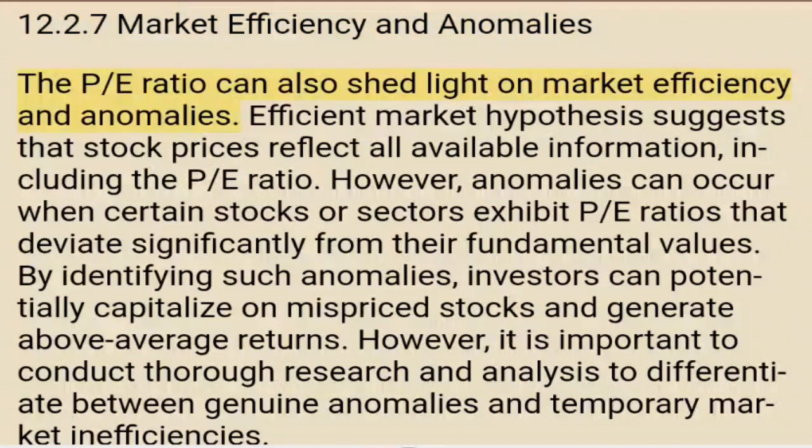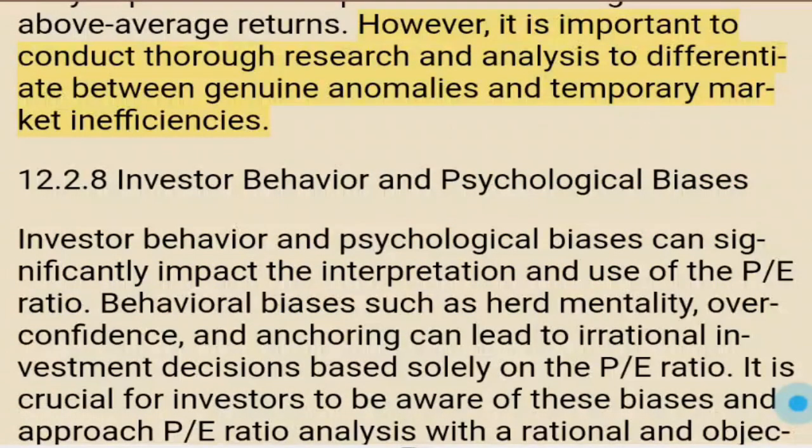The P/E ratio can also shed light on market efficiency and anomalies. The efficient market hypothesis suggests that stock prices reflect all available information, including the P/E ratio. However, anomalies can occur when certain stocks or sectors exhibit P/E ratios that deviate significantly from their fundamental values. By identifying such anomalies, investors can potentially capitalize on mispriced stocks and generate above-average returns. However, it is important to conduct thorough research and analysis to differentiate between genuine anomalies and temporary market inefficiencies.